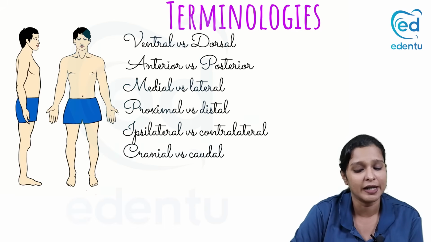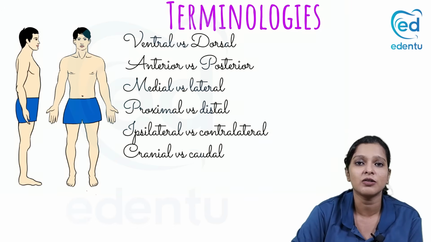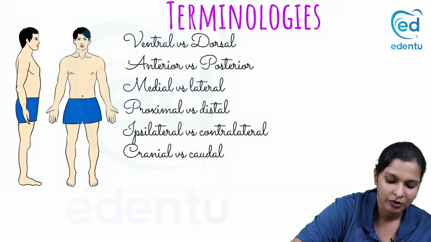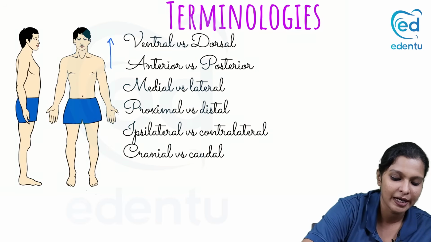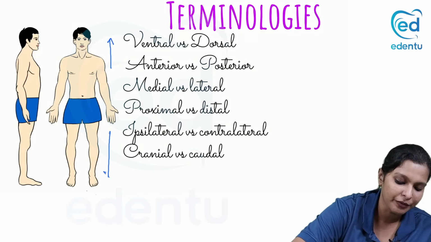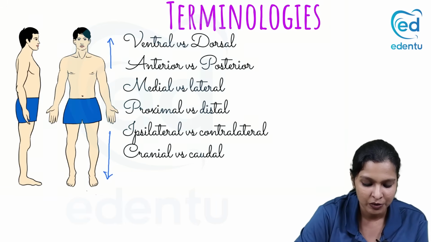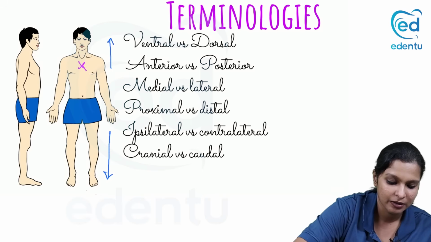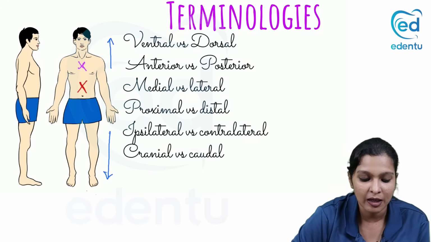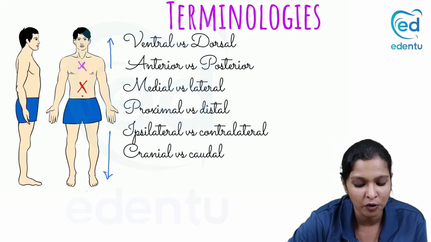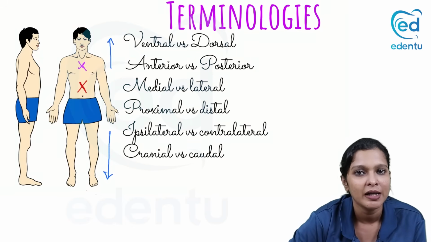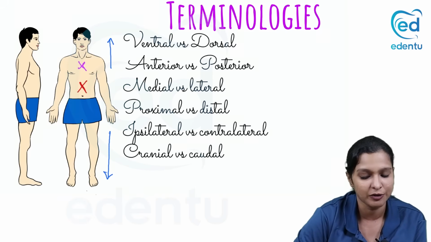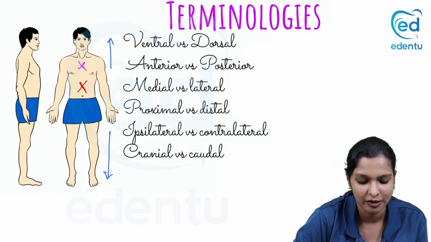The next two are cranial and caudal. Cranium is another word for the bones in the head region. So anything close to the head is called cranial. Anything away from the head is called caudal. So if this person has a tattoo, like one here and another red tattoo here, the purple tattoo above is more cranial when compared to the red one that is in a caudal aspect. So this is the next pair of terminologies, cranial versus caudal.